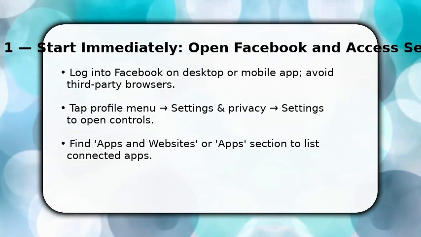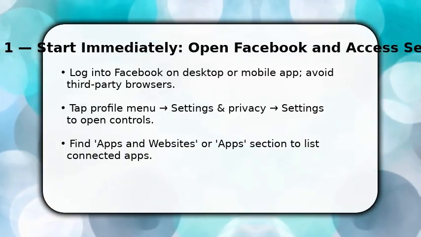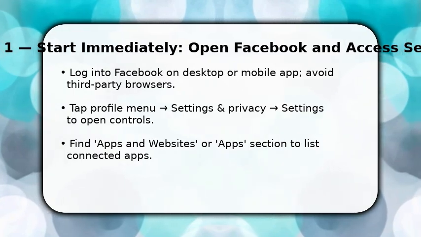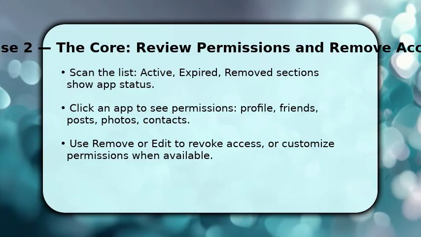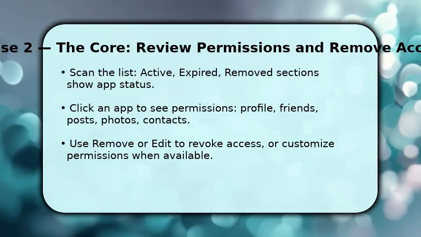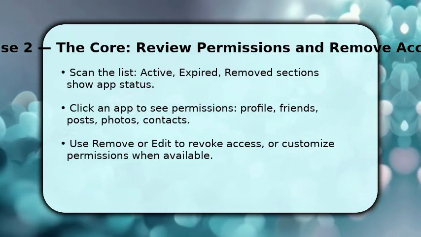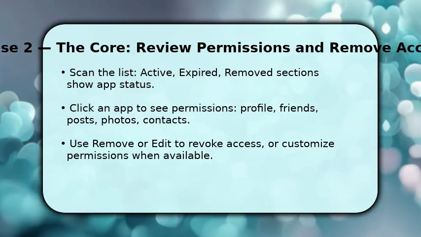Don't stop here. Keep the account owner credentials ready so you can view app permissions and begin reviewing what each app can access. Once done with the settings page, scroll the apps list carefully. You'll see active, expired, and removed groups. Focus on active first because those apps can access live data.